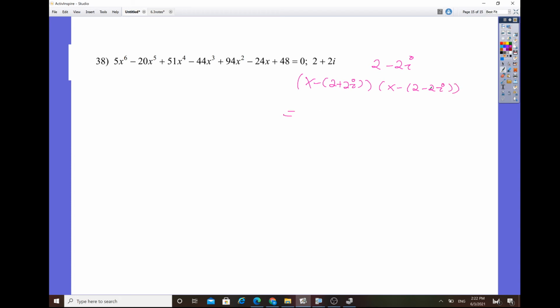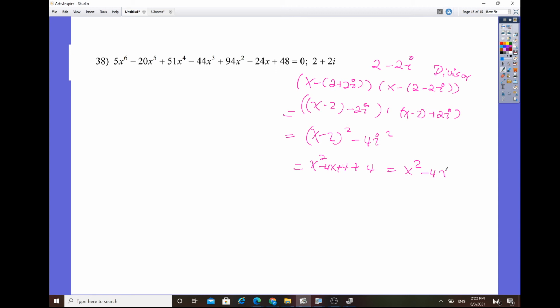And now for the divisor, we just want to regroup them. So it's x minus 2, quantity, minus 2i. And the other one is similar: x minus 2, and then plus 2i. So this one is set up with the extra parentheses. Then the divisor will be considered (x minus 2) squared minus 4i squared, which means it's plus 4. So x squared minus 4x plus 4, so the divisor would be x squared minus 4x plus 8.